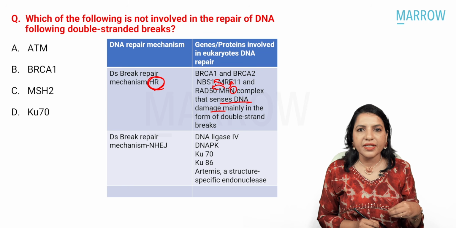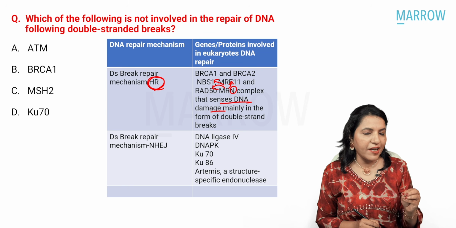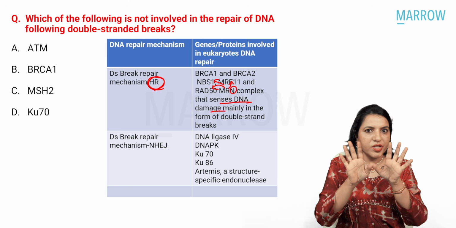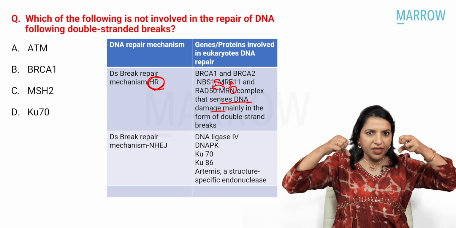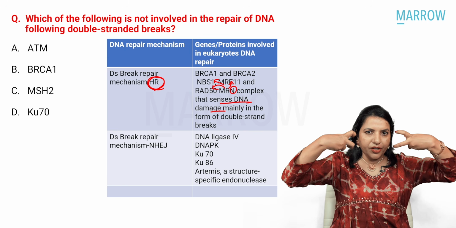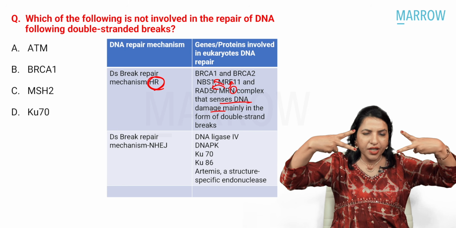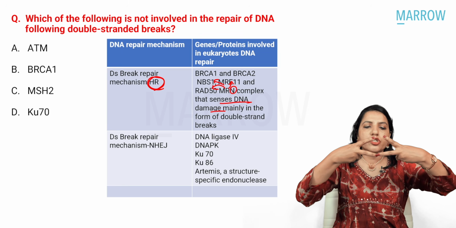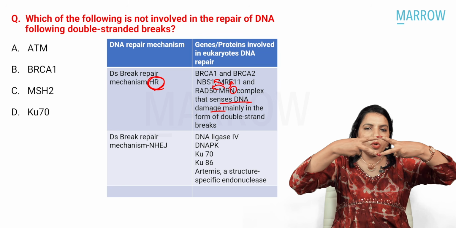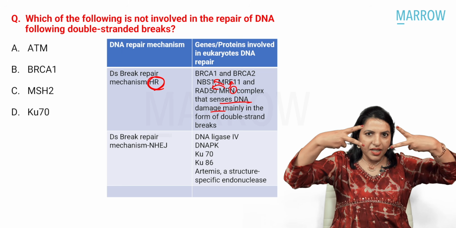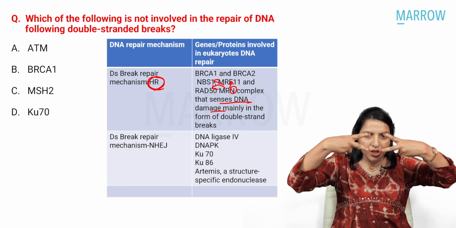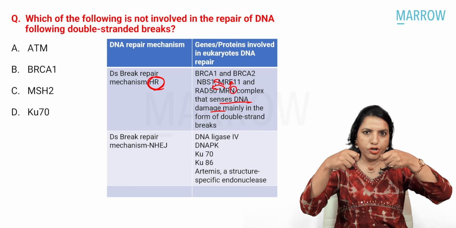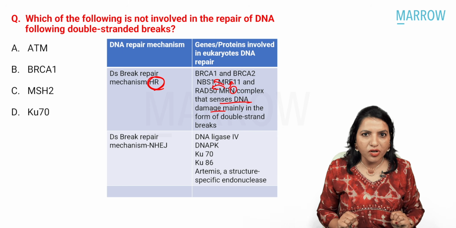The next mechanism is non-homologous end joining. Here, a homologous chromosome is not involved. If there is a double strand break, the two DNA ends are joined or tied together, like an end-to-end joining. So this is called non-homologous end joining.